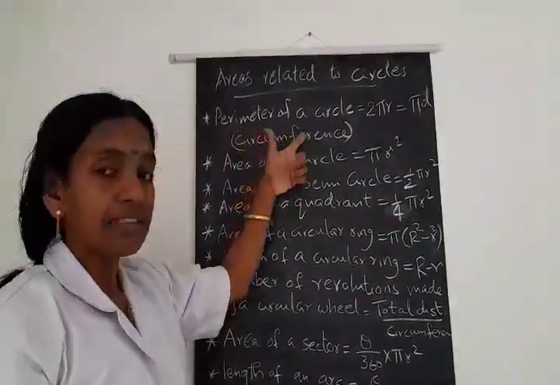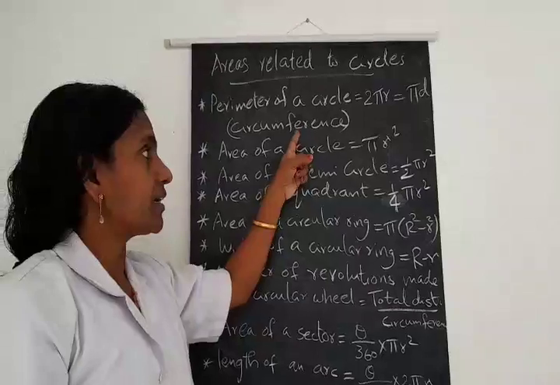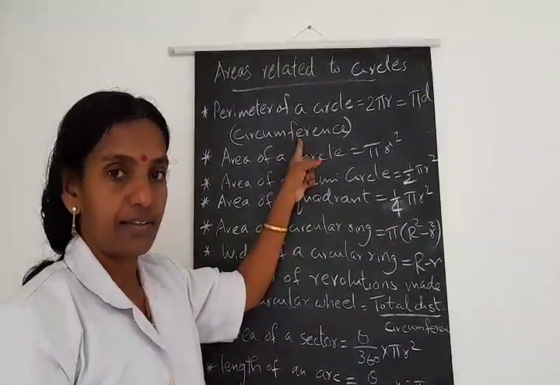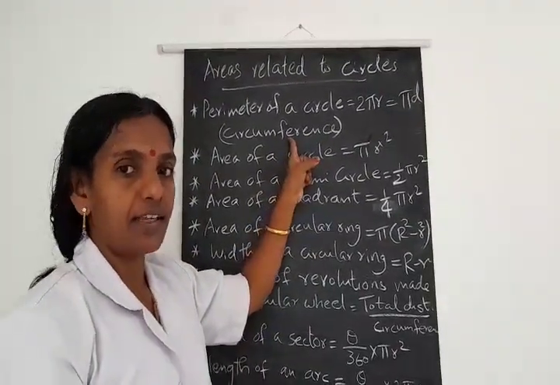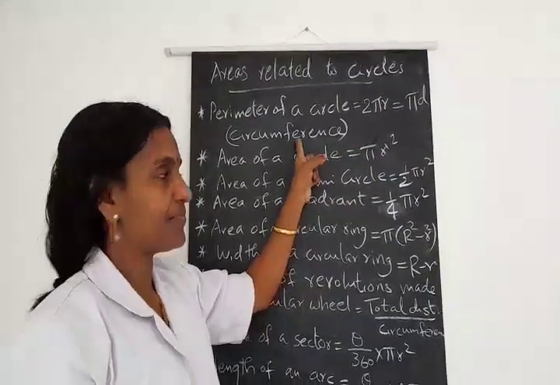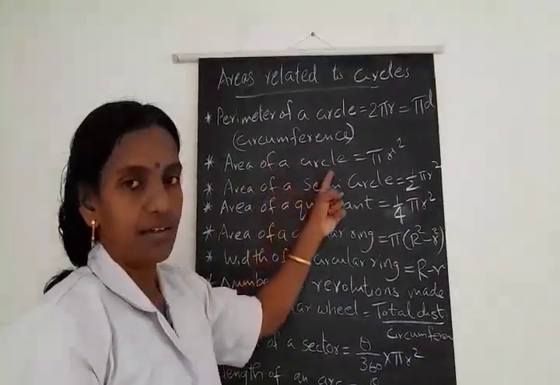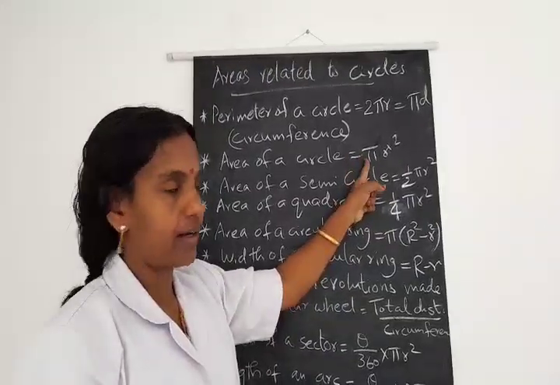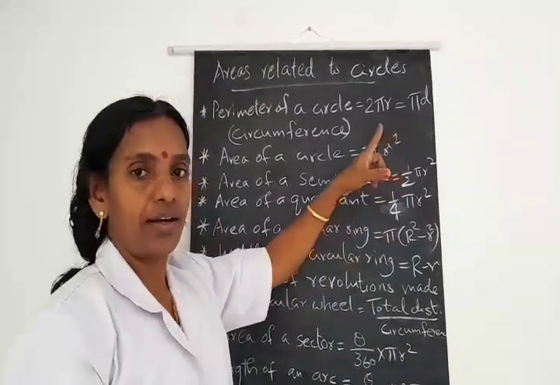This perimeter of a circle also means circumference. Okay, circumference of a circle means the total length of the circle. Now, area of the circle, that is pi r square, pi into radius square.